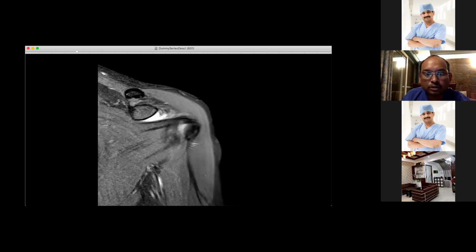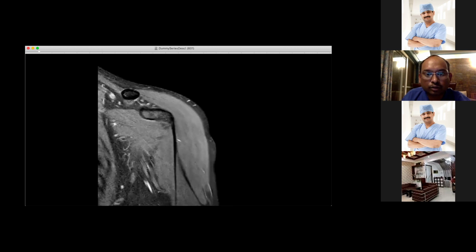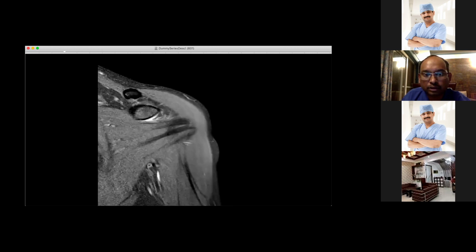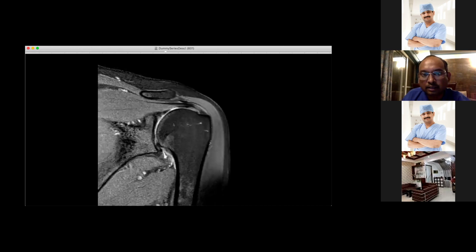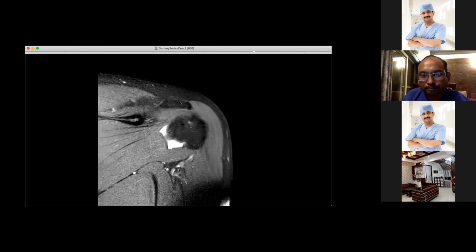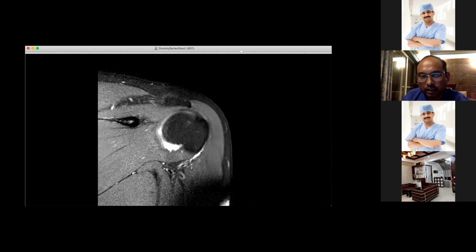Then we are able to see the clavicle to the extent which we can. We are able to see the coracoid process, where the short head of the biceps is attaching. Then we are able to see the acromion and the attachment of the deltoid.